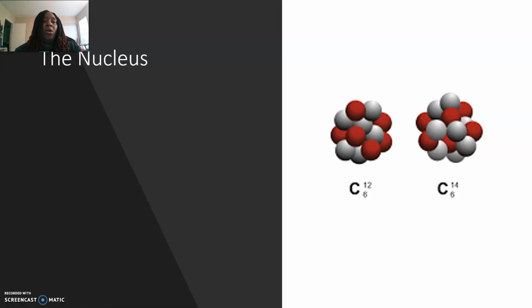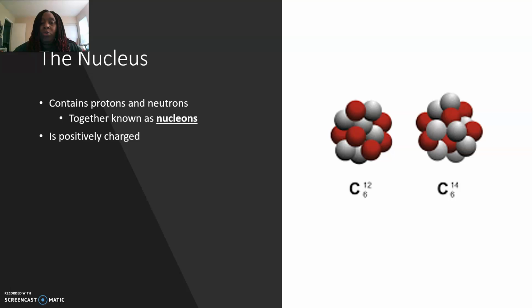Okay, so let's talk about this nucleus. You watched a video on Friday that should have given you some more ideas or helped you review what you might already know about the nucleus. We know that the nucleus contains protons and neutrons. Up until then, you didn't know them as having a collective term. When they're together, they're known as nucleons. So that's something you can remember. Don't get confused when I refer to the protons and neutrons together as nucleons.